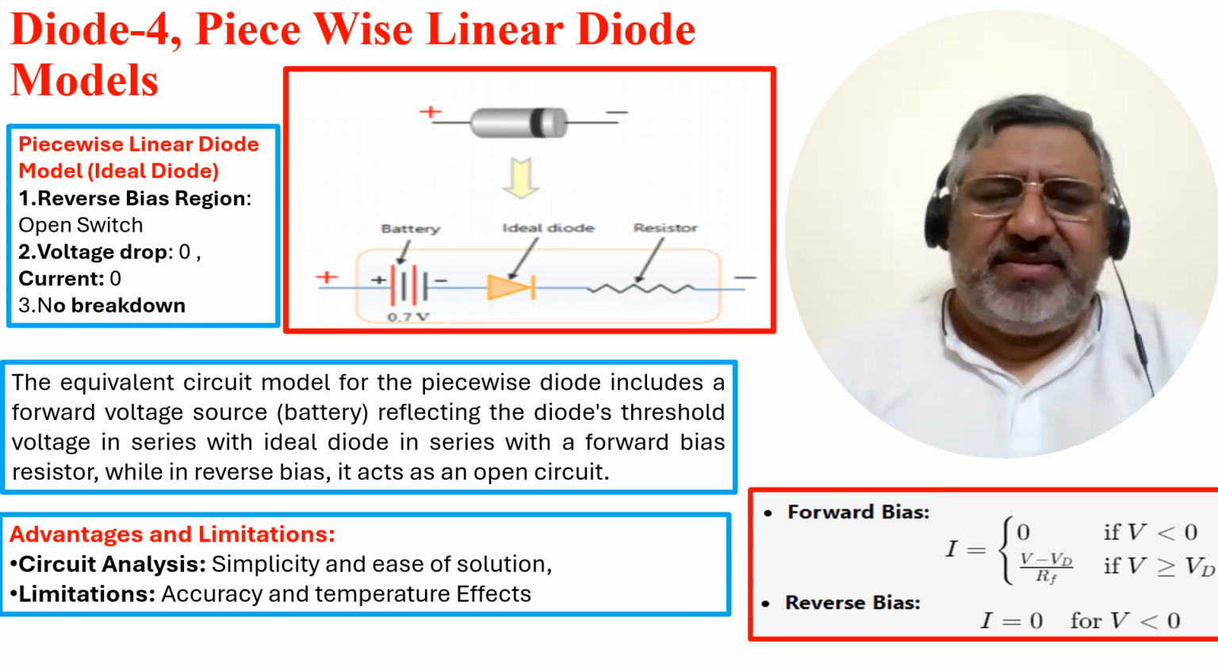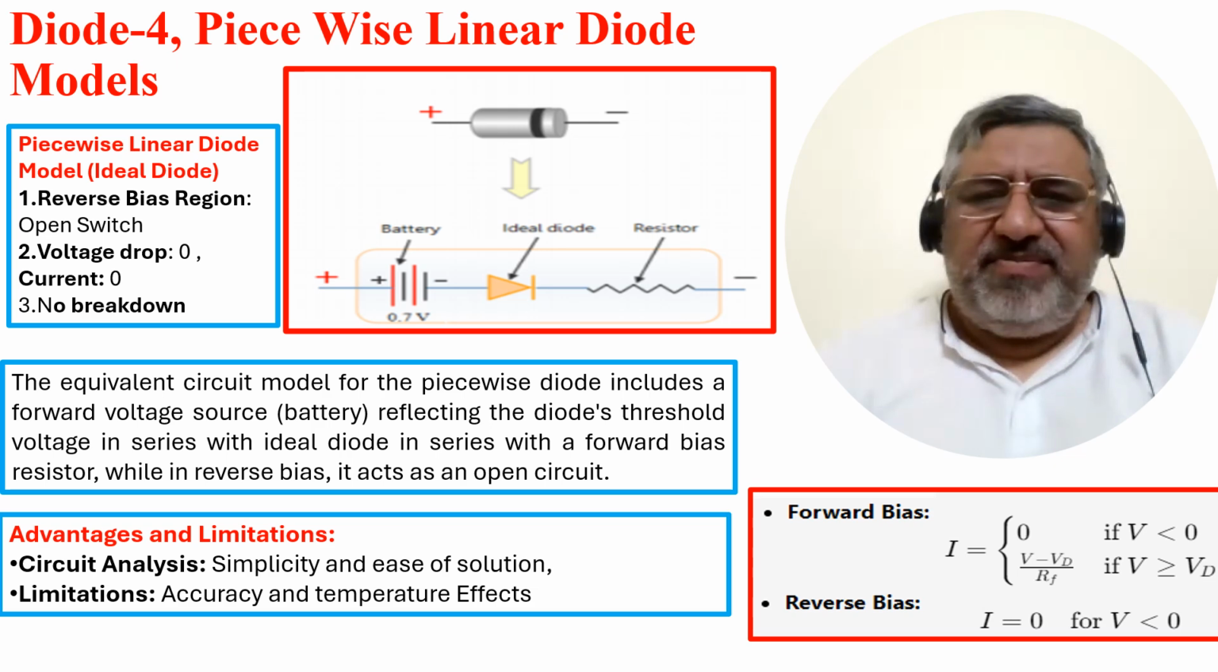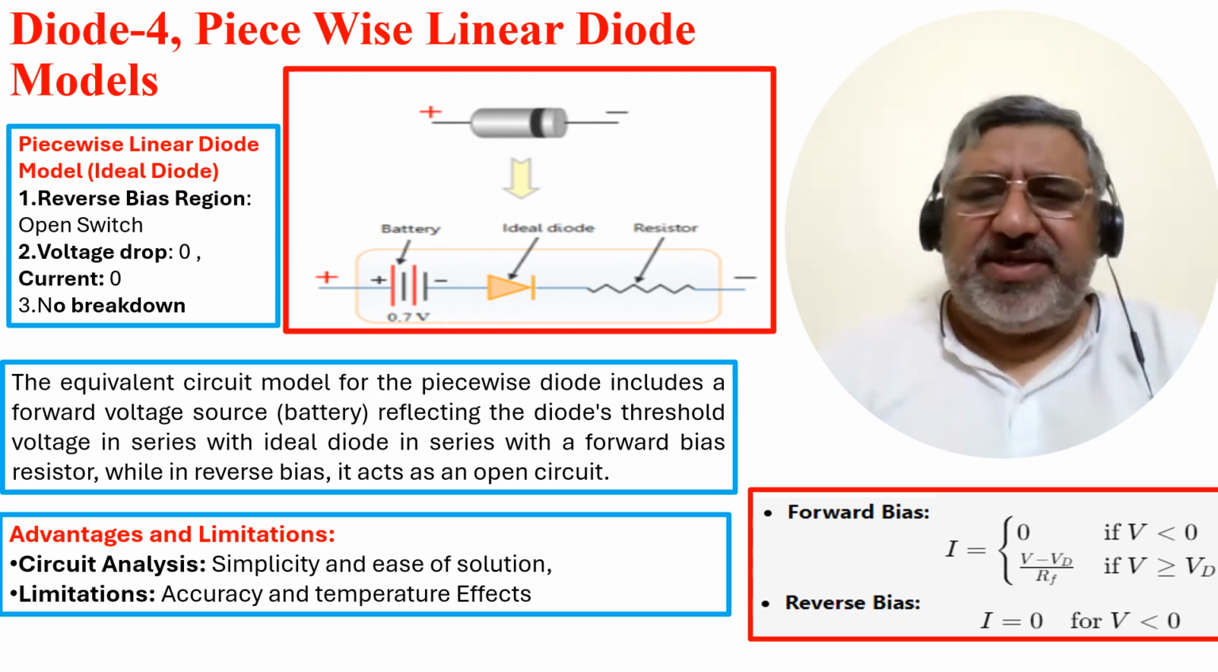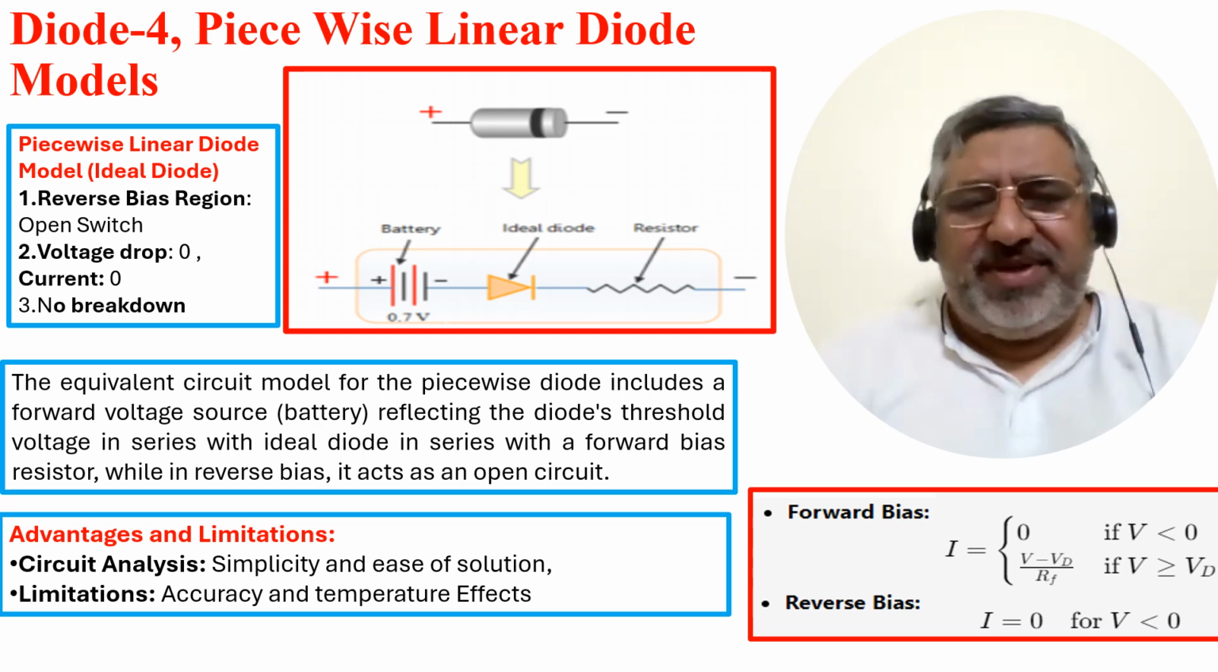The piecewise linear model has many applications in circuit analysis, such as rectifier circuits, amplifier circuits, and clipping and clamping circuits, where precision is not the primary concern. The piecewise linear diode model also works well for simulation because it provides a quick way to simulate diode behavior in applications like clipping and clamping circuits. It provides good convergence compared to very complex diode models. It has advantages like simplicity and ease of use, but on the other side, it has some limitations.